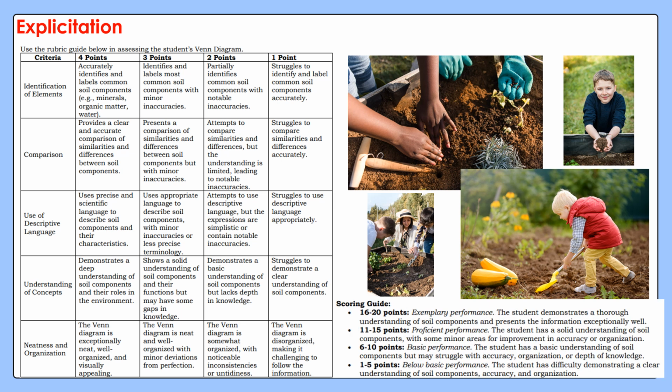And also, here's the scoring guide. 16 to 20 points, exemplary performance. 11 to 15 points, proficient performance. 6 to 10 points, basic performance. And 1 to 5 points, below basic performance.